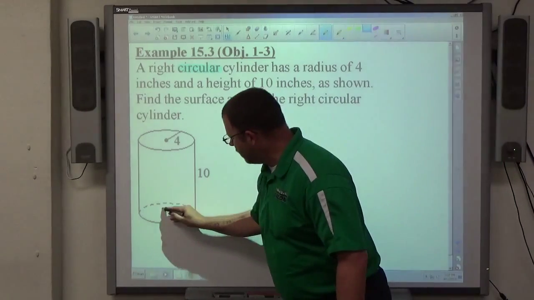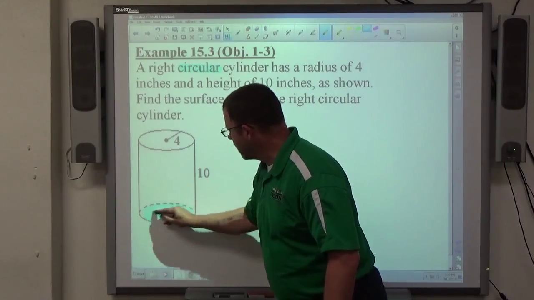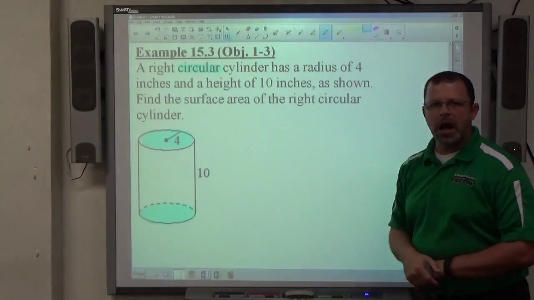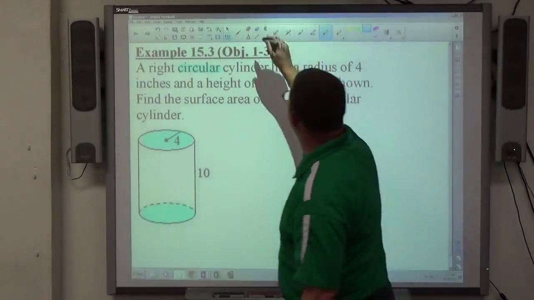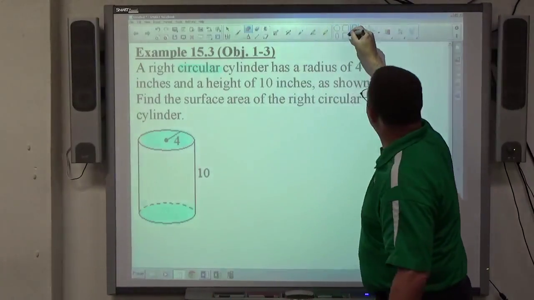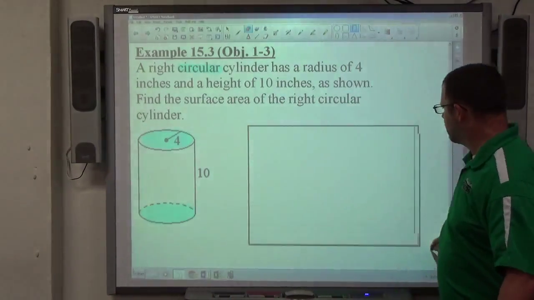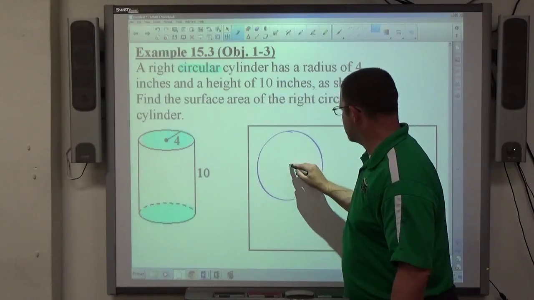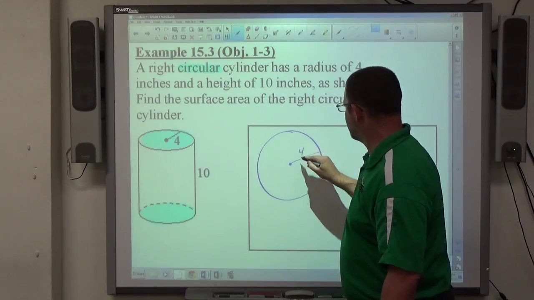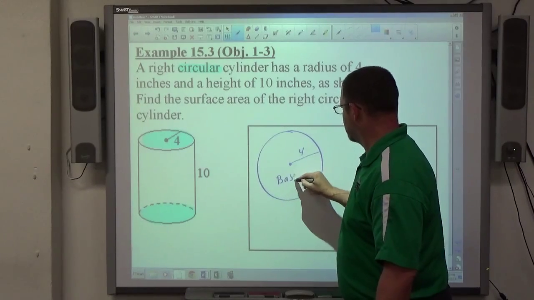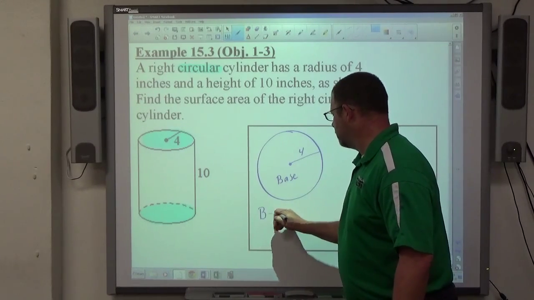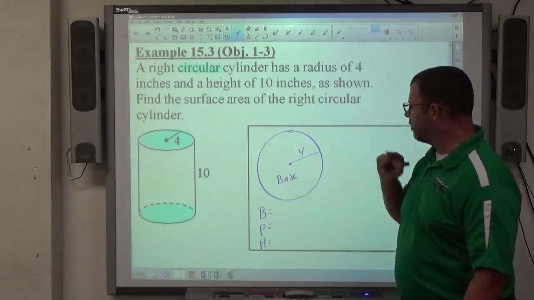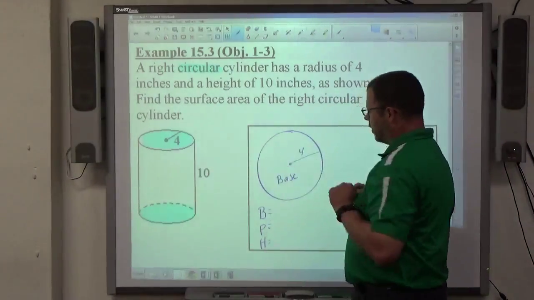But again, obviously this circle down here and this circle up here represent the same object, so that represents our base. So again, if I draw my base, there's my homework box again. Draw a circle, radius is 4. B equals something, P equals something, H equals something. B and P come directly from this. I'm not even looking at the three-dimensional figure when I do this.